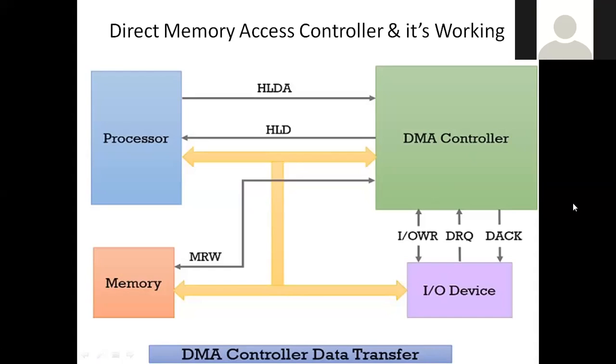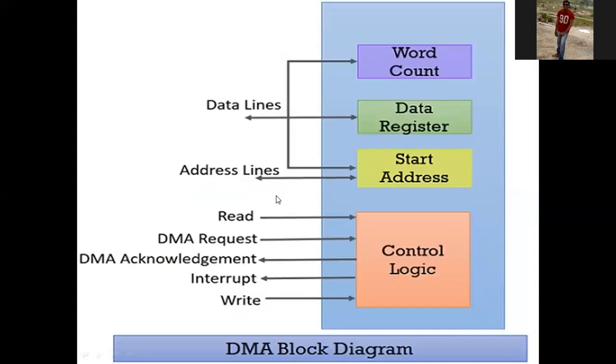Okay, then I'm going to the simple block diagram of the DMA controller, what it actually has. It is a simple block diagram. It basically has the word count register and the data register, and the starting address and the control logic. So you need to draw it like this only. After this slide, I'll explain the typical block diagram of DMA.